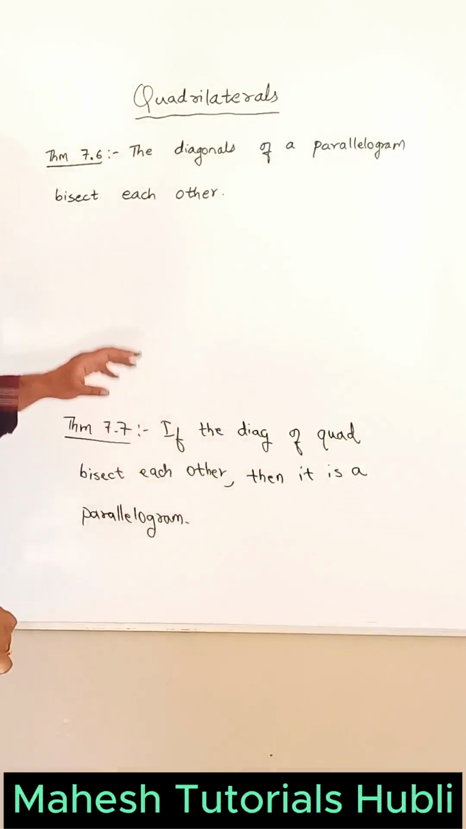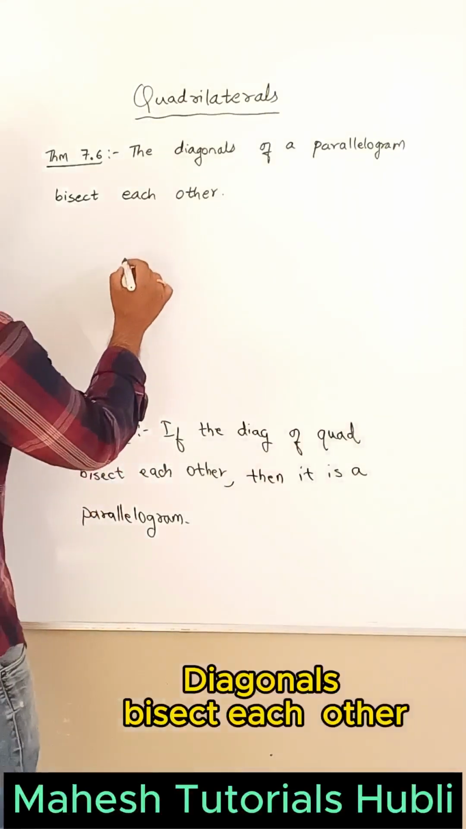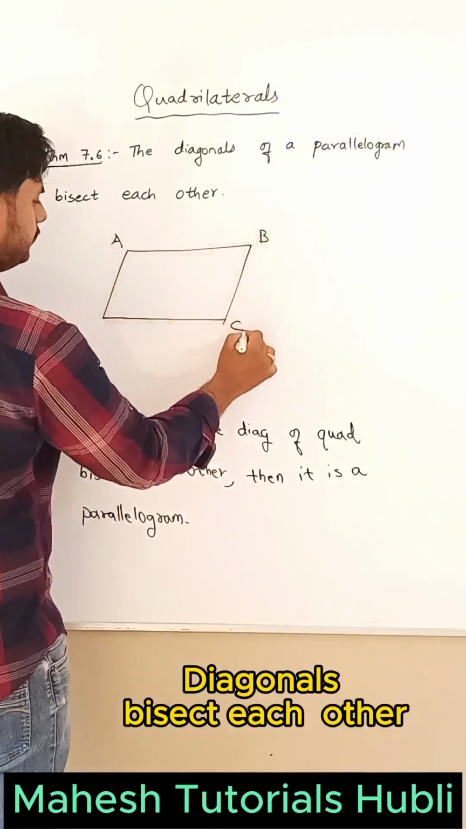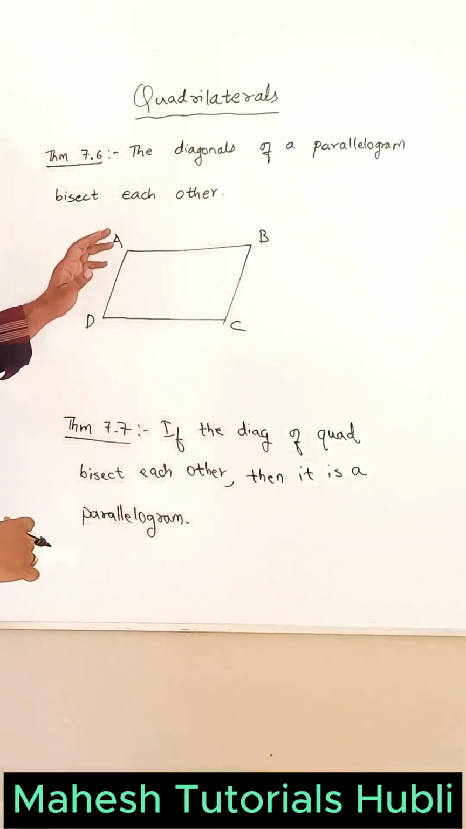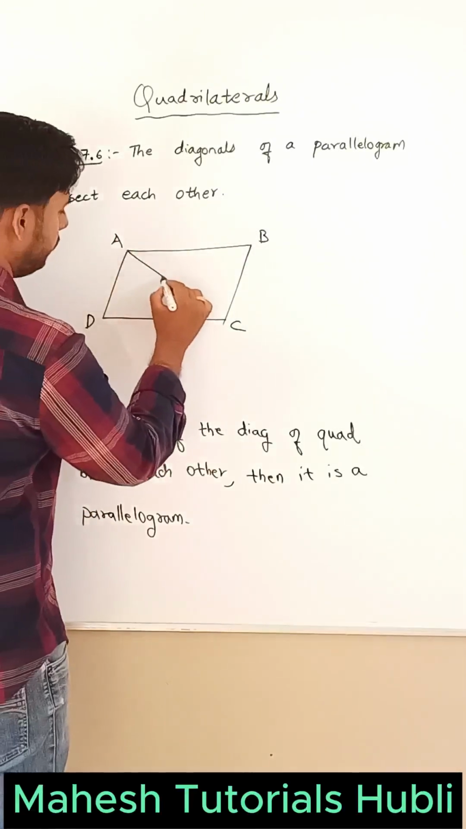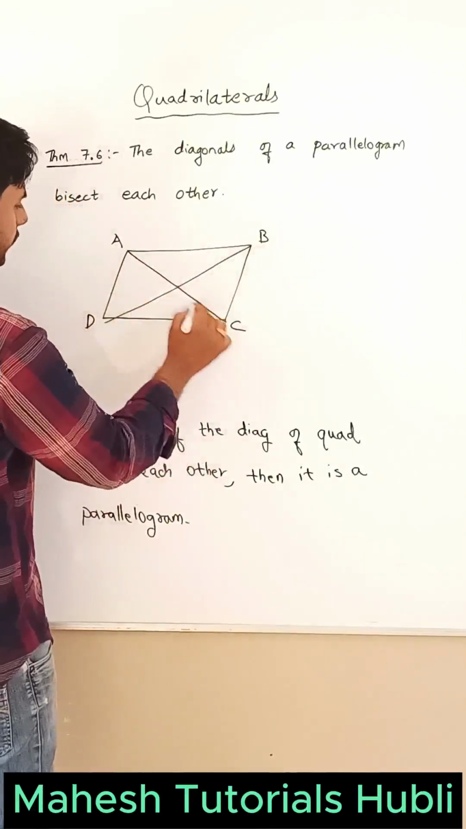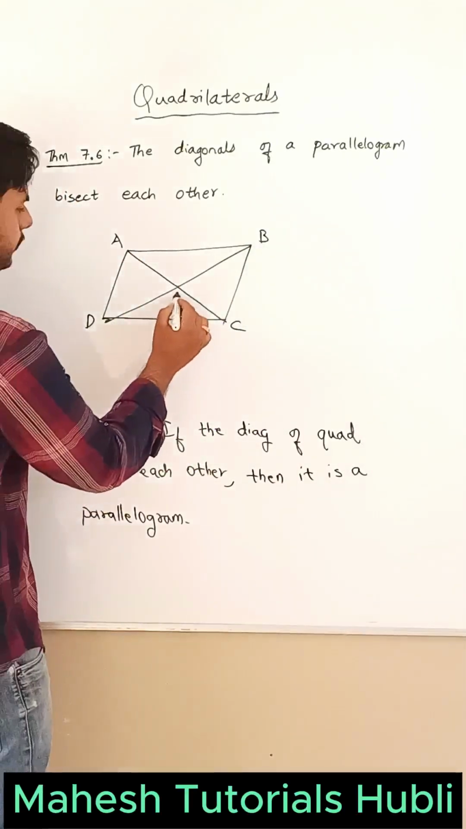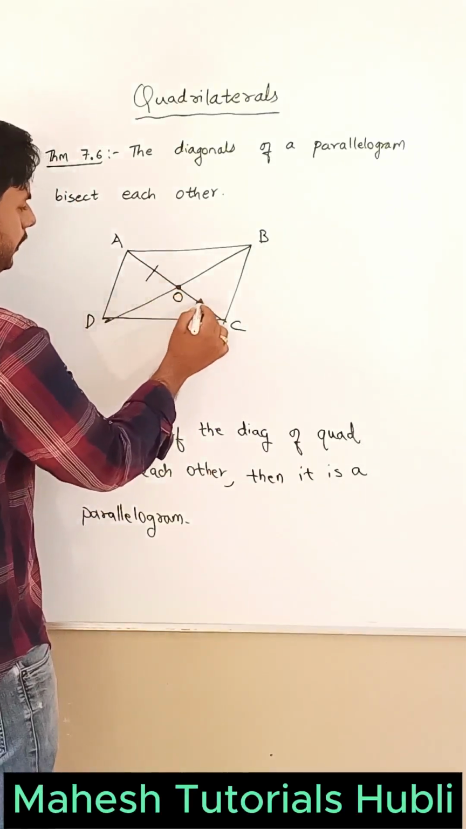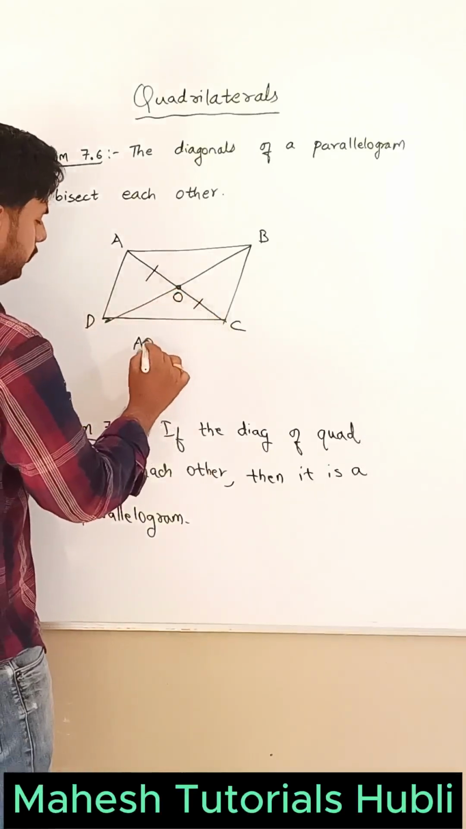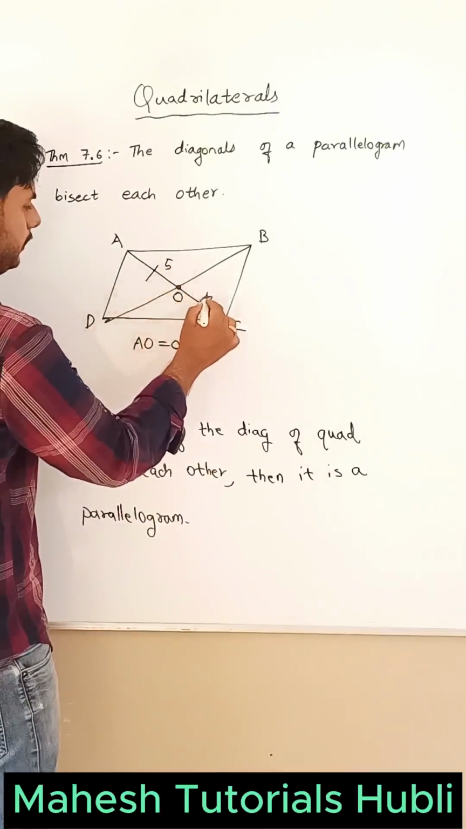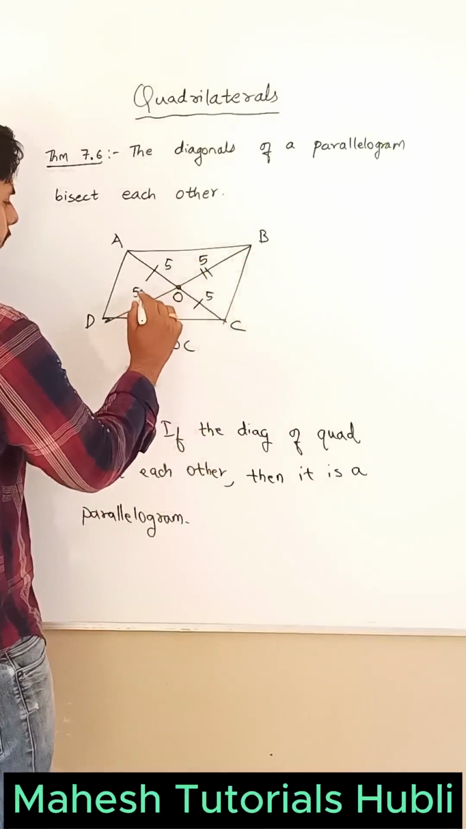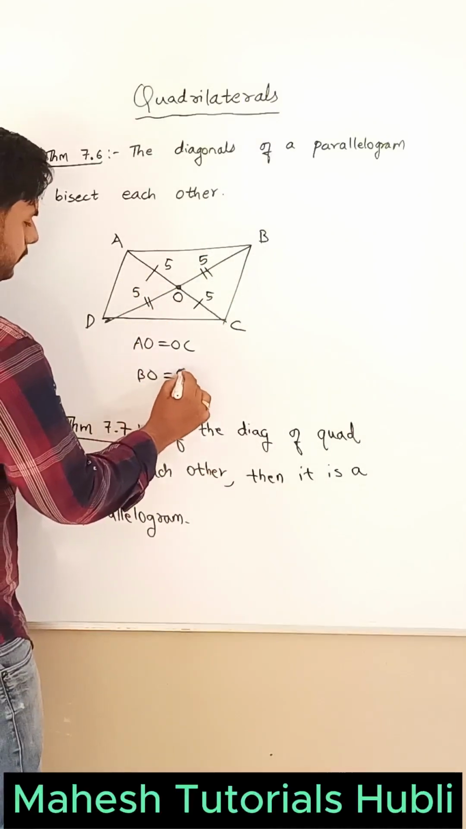Next, theorem 7.6. The diagonals of a parallelogram bisect each other. So let's take a parallelogram in the beginning. They are saying the diagonals of a parallelogram. So these are the diagonals, first diagonal, second diagonal. AC is one diagonal and BD is one diagonal. Diagonals bisect each other means what? If I take this point as O, then AO will be equal to OC. If AO is 5 cm, OC will also be 5 cm. Similarly, if BO is 5 cm, OD also will be 5 cm. That is, BO is equal to OD.